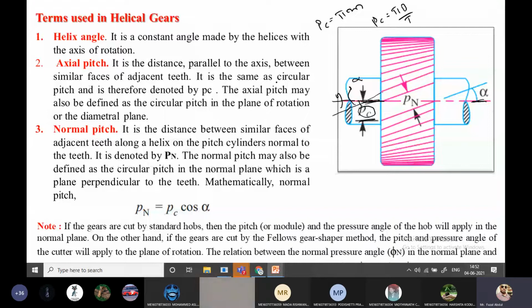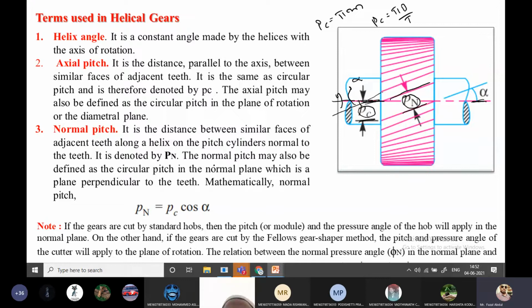Now normal pitch. Normal pitch is nothing but the distance between the similar faces of the adjacent teeth along the helix. See here, it is denoted here. This is one face of the teeth, and this is another face of the teeth. So the distance between these two is referred to as the normal pitch. P suffix n is the notation used for the normal pitch.